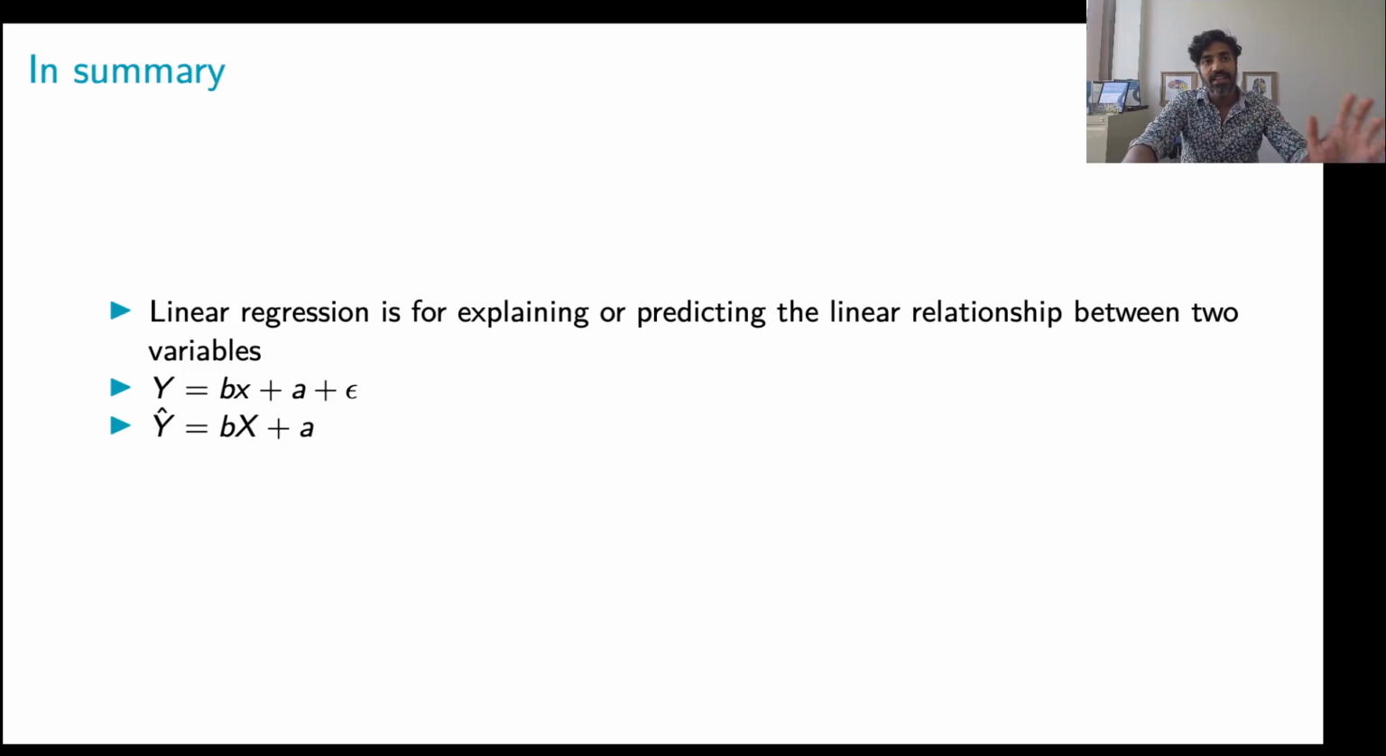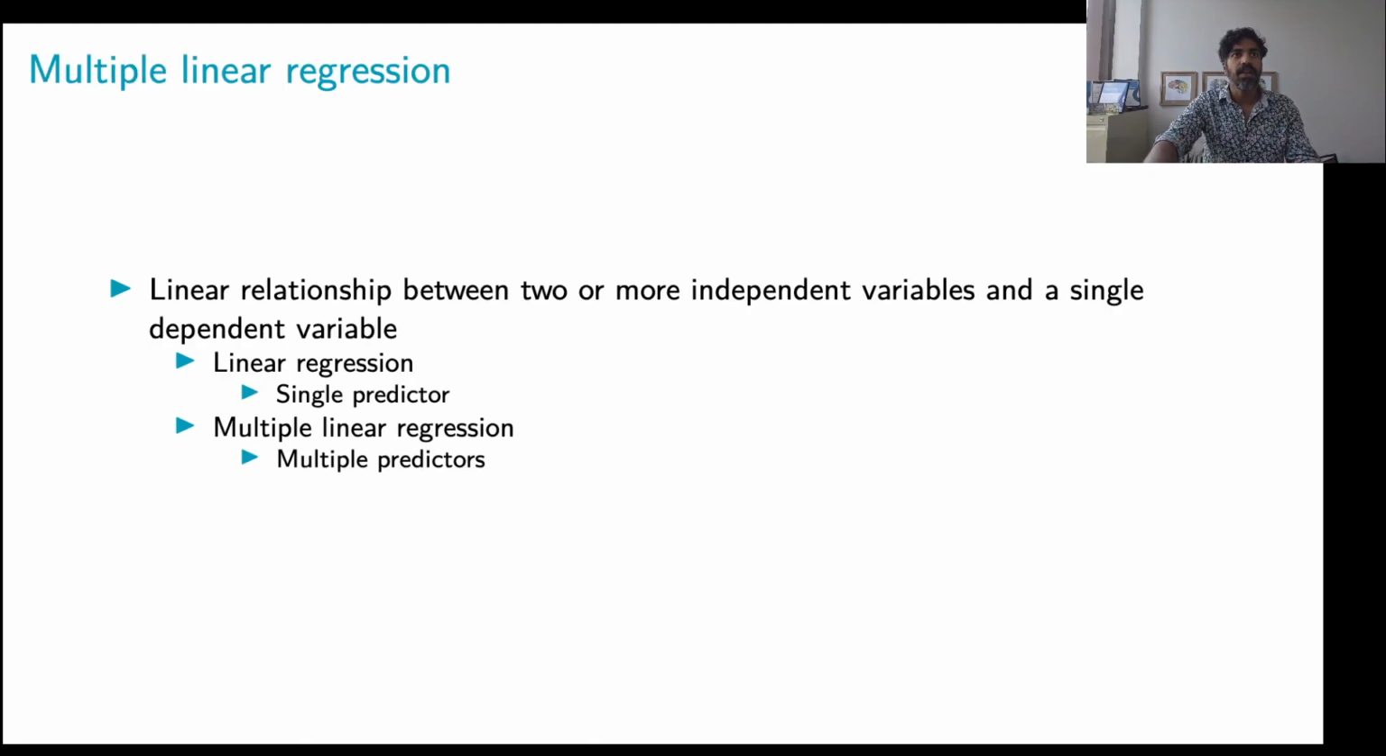So in summary, linear regression is for explaining or predicting the linear relationship between two variables. We have y equals bx plus a plus error. The y is your dependent variable, b is your slope, x is your independent variable, a is where it cuts the y-axis, the y-intercept, and e is your error. And then here is where you have no error in your model. So if you have y hat, you have bx plus a, which gives a perfect prediction in that second example.